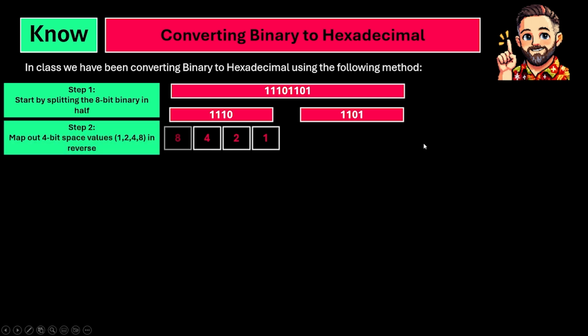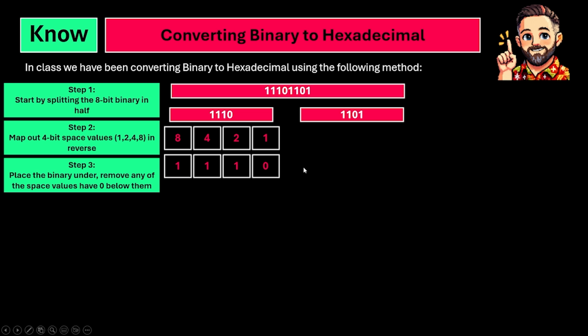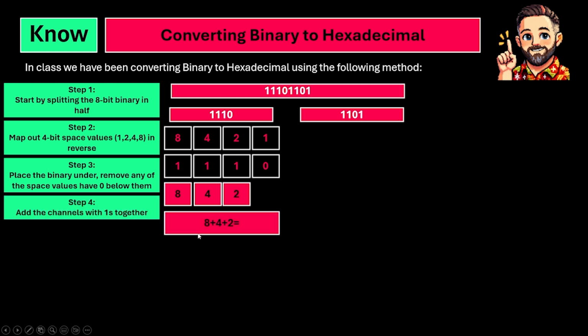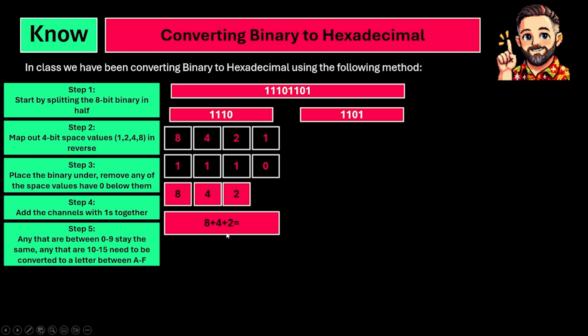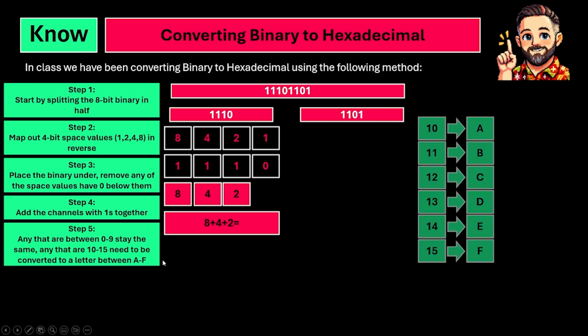We're then going to map out 4-bit place values 1, 2, 4 and 8, but in reverse, as we did before when we converted binary to decimal. As before, we're going to place the 1s and 0s, the binary code, underneath, and we're going to keep the 1s and disregard the 0s. We will then add them up, which in this case will create a value of 14. Any that are between 0 and 9 stay the same, and any that are 10 to 15 need to be converted to a letter between A and F. So let's look at that table.